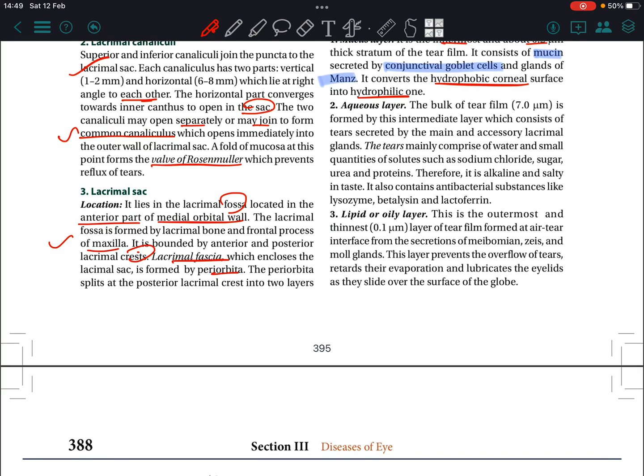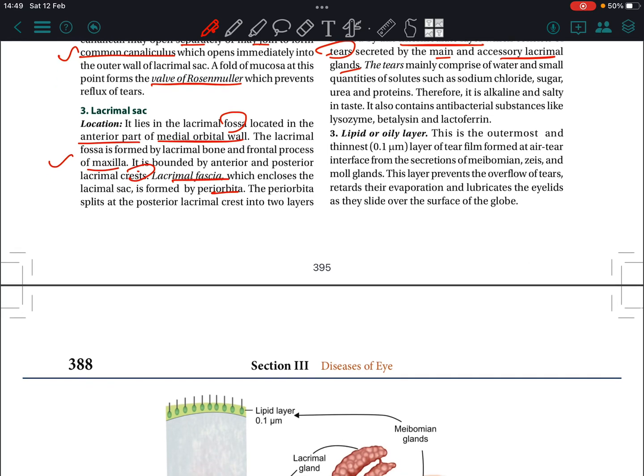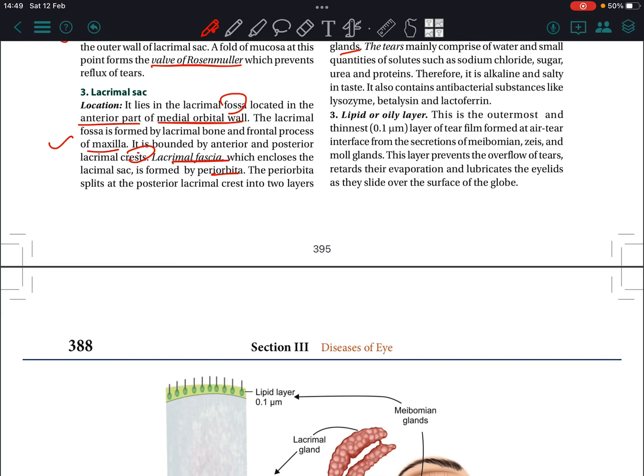Aqueous layer: the bulk of the tear film is formed by this intermediate layer, which consists of tears secreted by the main and accessory lacrimal glands. The tears mainly comprise water and a small quantity of solutes: sodium chloride, sodium, sugar, urea. Therefore, it is alkaline and salty in taste.